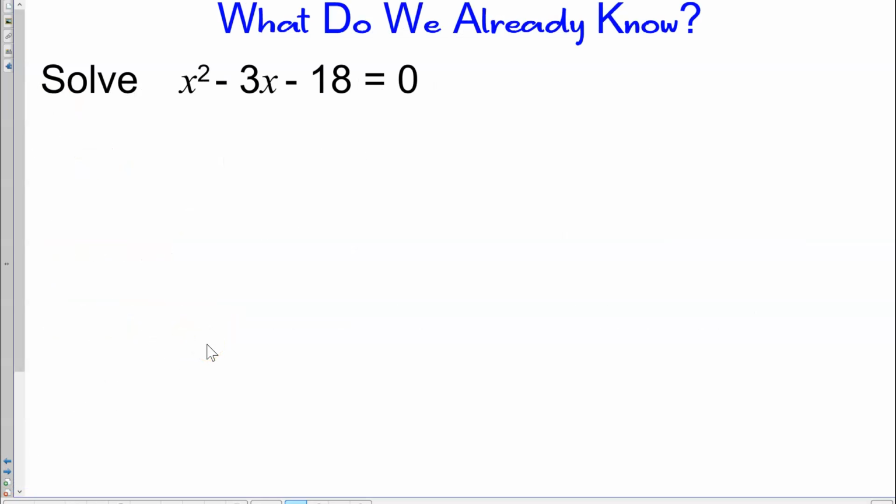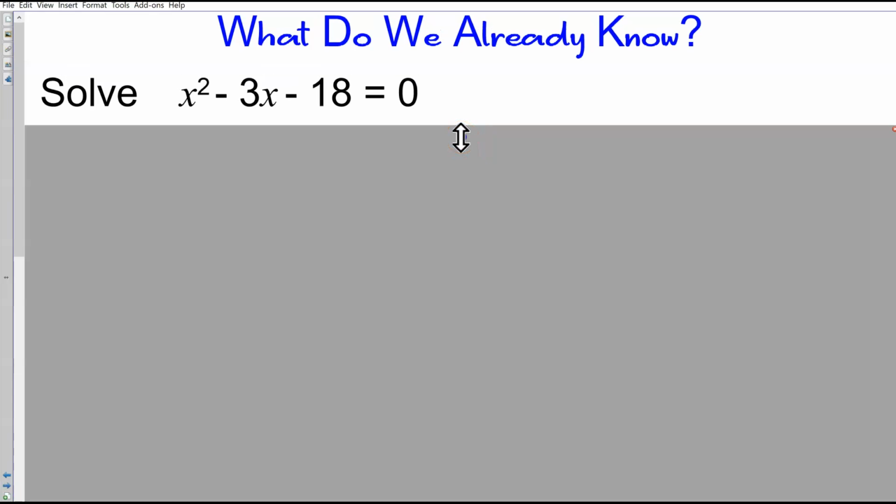So why would we need the quadratic formula anyway? Here's a problem for you to solve. I want you to solve this and hit pause, and then come back and check your solution with my answer. Okay, so hopefully by now you have solved this, and you should have been thinking about factorising.